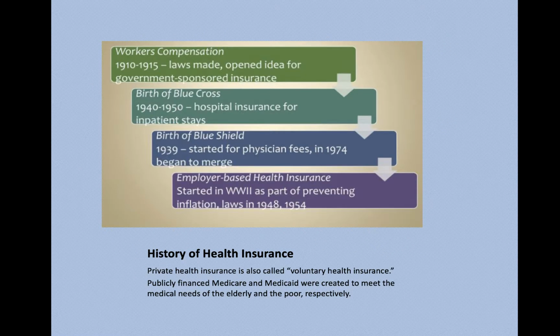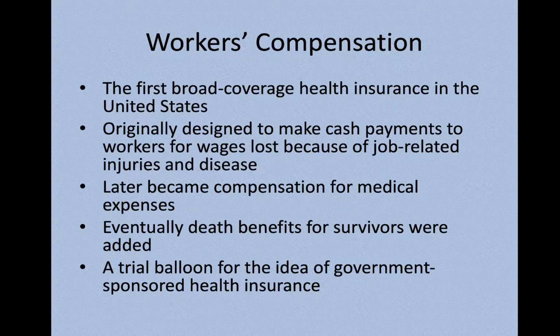Another big thing that came across was workmen's compensation. As we laid the laws for workmen's compensation, which said that if someone was hurt, then we would help them with their insurance, we laid the foundation for the next step, which is the birth of Blue Cross, the birth of Blue Shield, and then we have employer-based health insurance, which started in World War II as part of preventing inflation. These laws went into effect in 1948 and 1954. So each thing layers on top of each other. So knowing where we've come and where we need to go, our history does provide context.